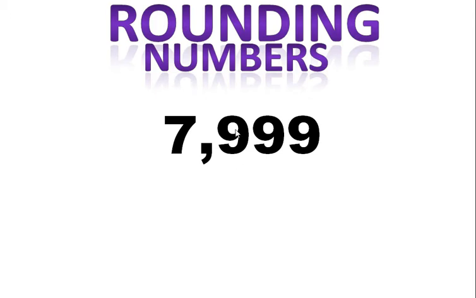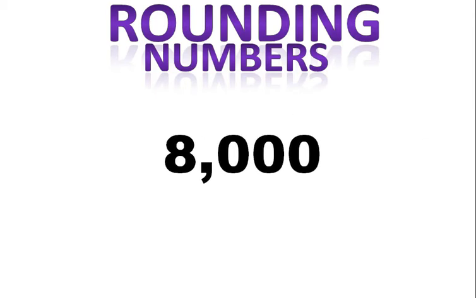And it looks like it's going to be utilizing Rule 2. Any number 5 and above, it gets rounded how? It gets rounded up. This rounded up to 8,000. Did you see that? Did you see how that worked? Pretty easy, didn't I tell you? Let's try it one more time.